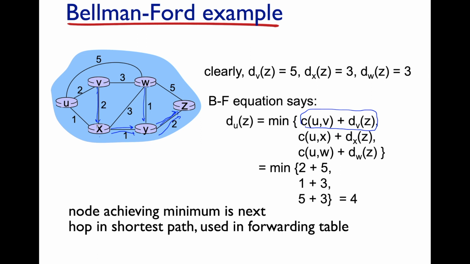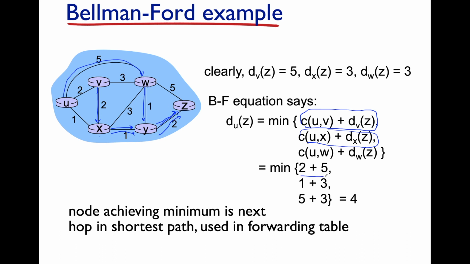So I'd go from u to x at a cost of 1 plus another 3. That's a total of 4, right? So that's this consideration. This last consideration is to go through my neighbor w. So I could go along here. That link cost is 5 plus another 3. That's a total cost of 8.